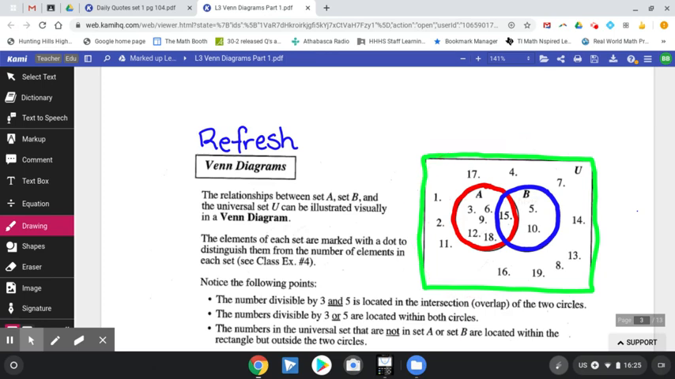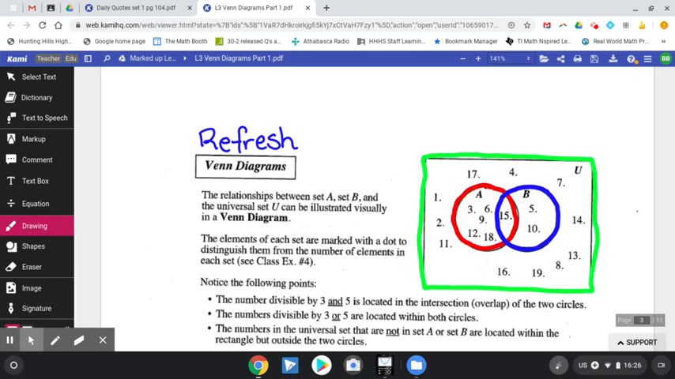Now we've got set A, which is everything in the red circle, including that 15. That is a subset of the universal set. And we've got set B, everything in the blue circle, which is also a subset of the universal set.